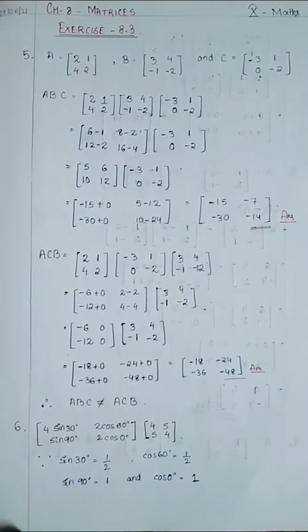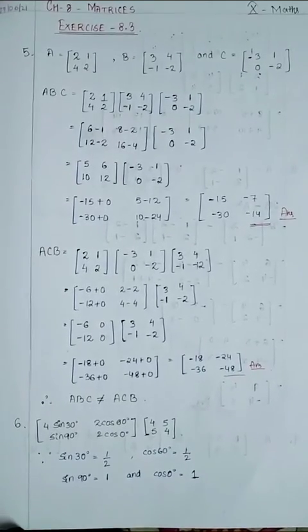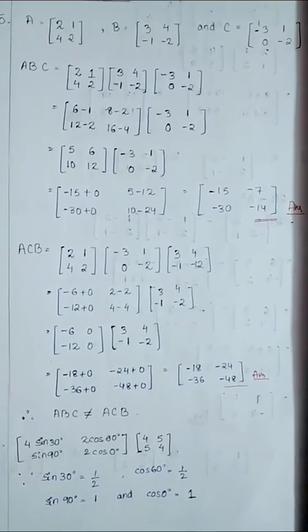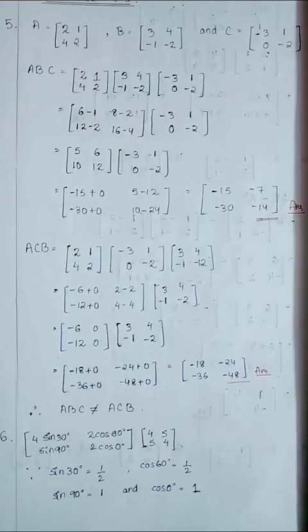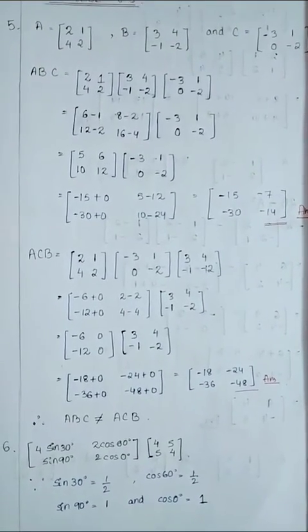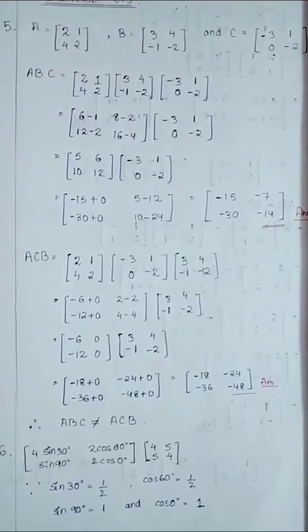Good morning, class 10. Today we are going to do chapter number 8, matrices, exercise 8.3. Question number 5. Here the values of A, B and C are given. We have to find ABC and then ACB, and we have to say whether they are equal or not.